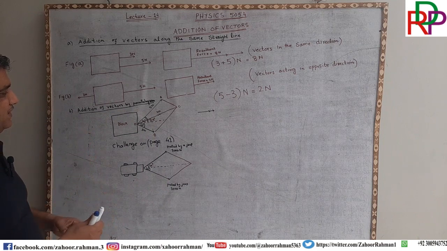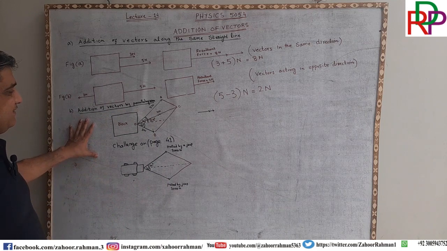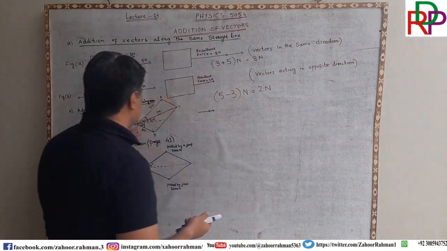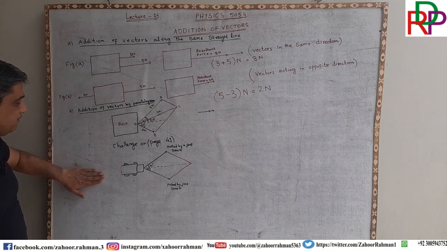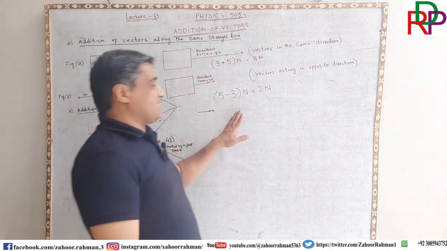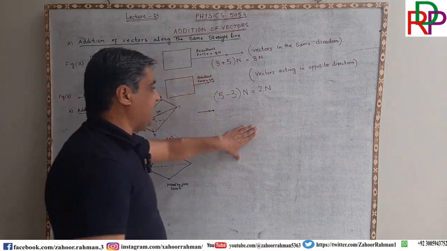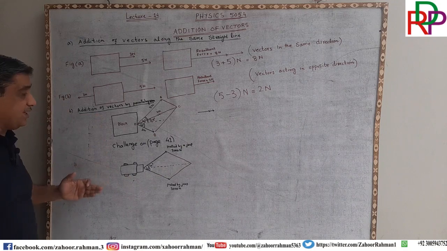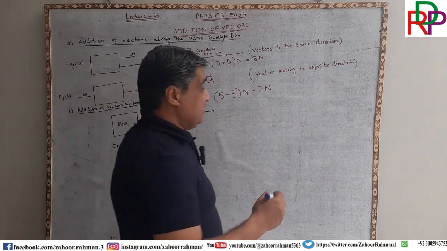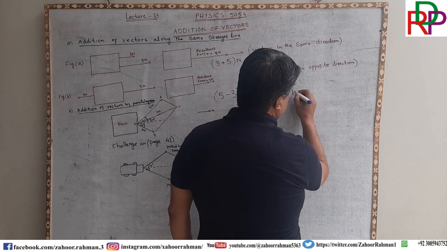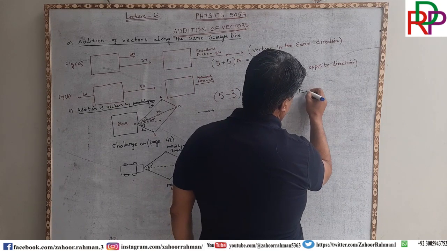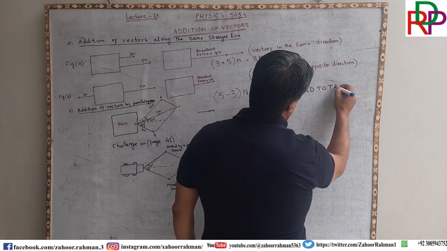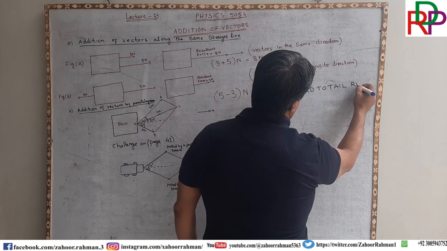Okay, ladies and gentlemen, there is another way of addition of vectors before that, which is given in your book. I want to discuss that as well, so that will clear your path for this. This will look comparatively easy. That method is called head to tail rule.